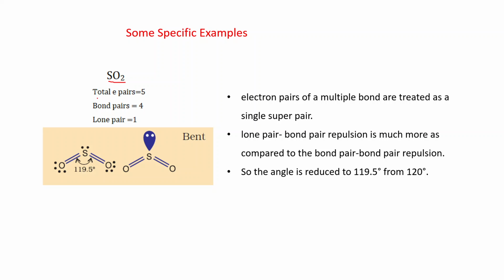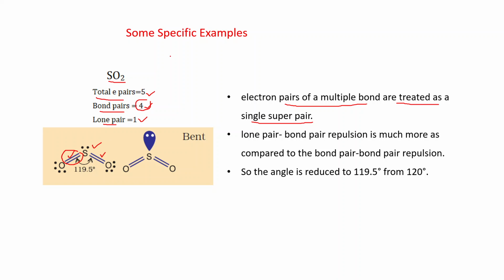Okay. Now, in this case, total electron pairs are 5, bond pairs are 4, and lone pair is 1. Dear student, according to VSEPR theory, electron pairs of a multiple bond are treated as a single super pair. Actually, in this case, these 4 bond pairs are present in the form of double bonds. Okay, you can see there are 2 double bonds in SO2. One this and one this. That's why total bond pairs are 4. But each double bond is considered as a single super pair. Okay, and there is one lone pair of electron.